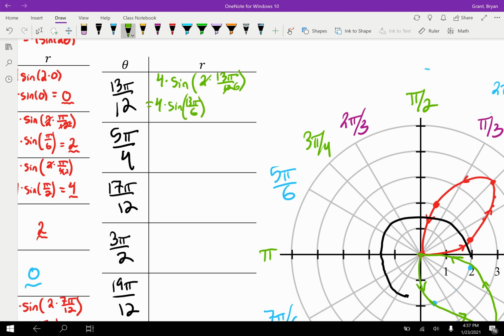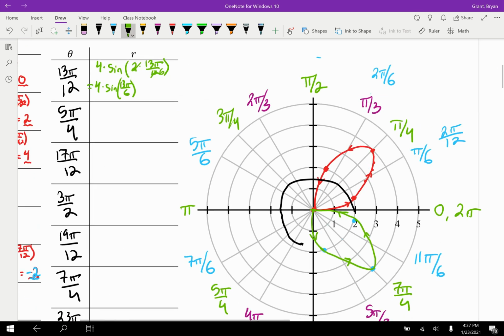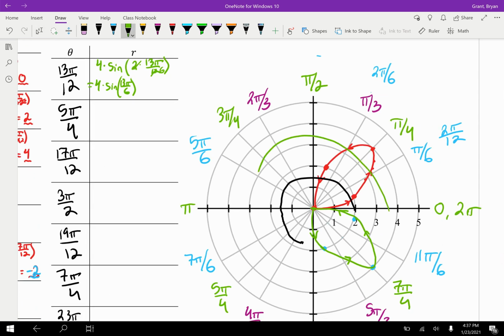We know it's going to be some form of 1/2, but what form of 1/2? Well, let's see. 1, 2, 3, 4, 5, 6 pi over 6. 7, 8, 9, 10, 11, 12 pi over 6, 13 pi over 6 actually right here is coterminal with pi over 6. So really we could just find pi over 6 and we'll have the same thing. Pi over 6 is positive 1/2. 4 times positive 1/2 is 2.